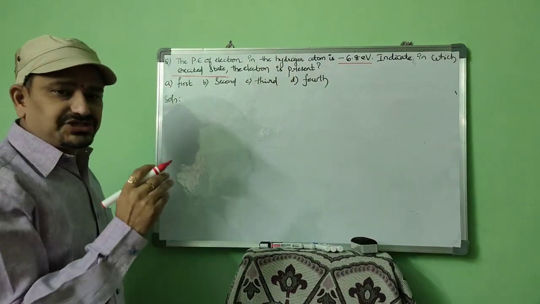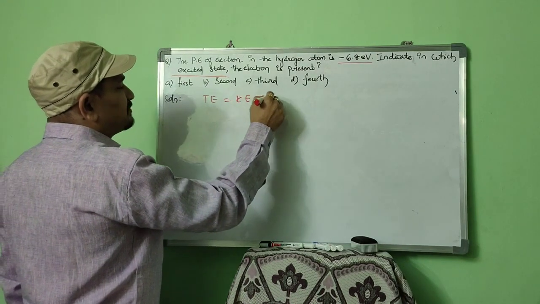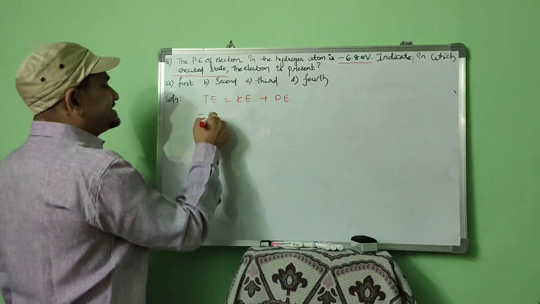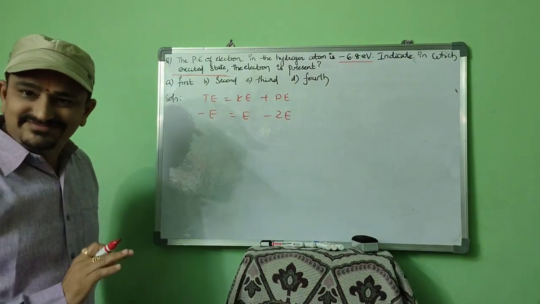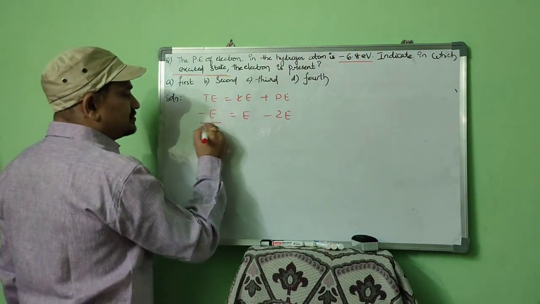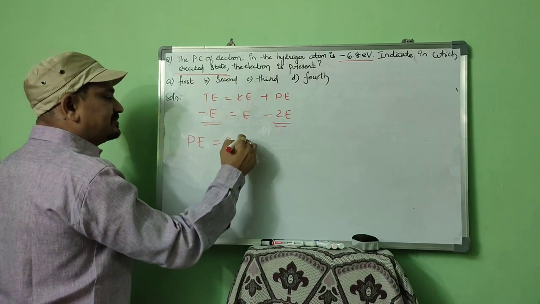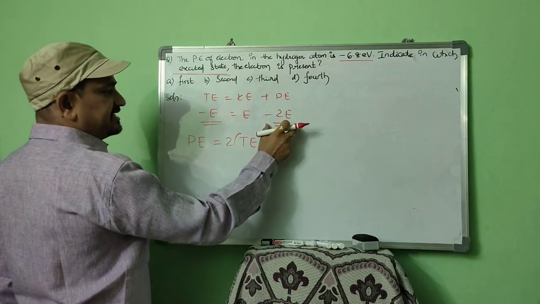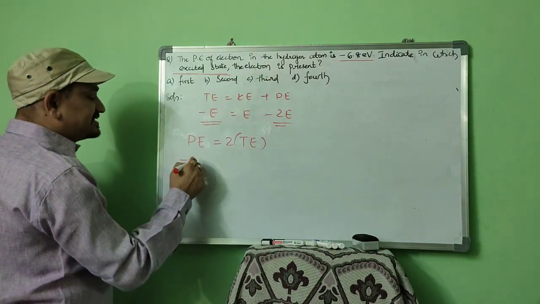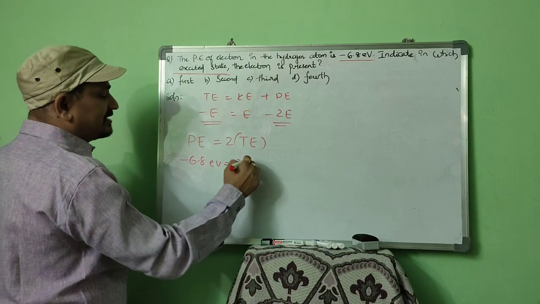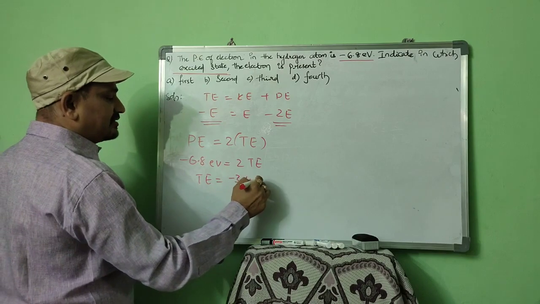For answering this question, we should be aware of the relation: total energy equals kinetic energy plus potential energy, or E equals minus E plus minus 2E... So we have to remember all these forms, right? Now from these two, total energy and potential energy, we can take one relation: potential energy is always 2 times the total energy. Now we are given potential energy as minus 6.8 electron volts equals 2 times the total energy. Then total energy is minus 3.4 electron volts.